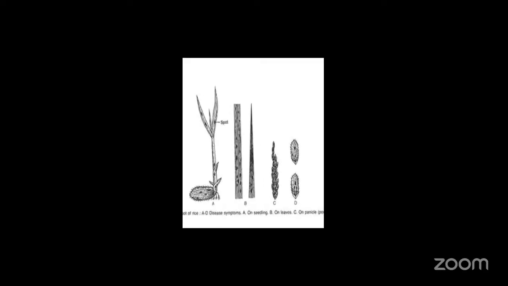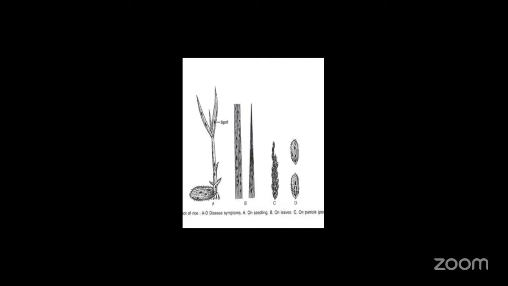I am showing the brown spot disease. Please wait, students. I am showing that diagram, that picture here. We can explain this brown spot disease. This is some brown spot disease on the leaf. So what are the symptoms here?